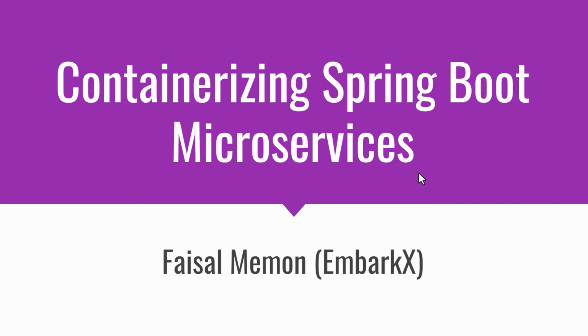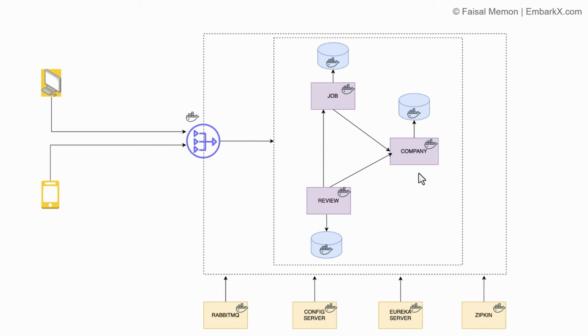Welcome back. So now let's talk about containerizing our Spring Boot microservices. So what are we going to build? We are going to containerize each and every microservice that we have, and we are going to take everything to Docker. So this is what our architecture is going to look like. We have 3 microservices: job, company, and review. All 3 will be running on Docker. They have their own individual databases, which is again running on Docker.